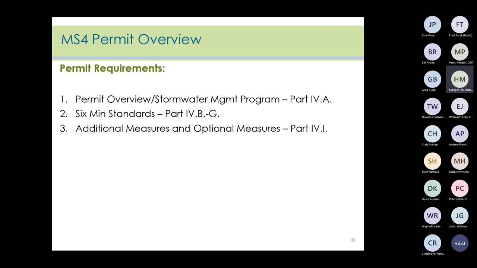In addition to ensuring compliance with the minimum standards in part 4B through G of the permit, the MS4 permit requires that the permittee also adhere to the requirements for additional measures that are identified by the state as required of a permittee, and optional measures, such as BMPs that extend beyond the requirements of the permit and that prevent or reduce pollution to state waters. For more details on these measures, you can take a look at the permit in part 4, section I.